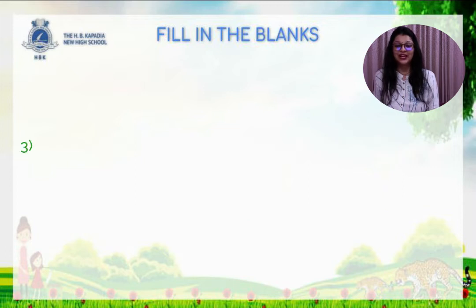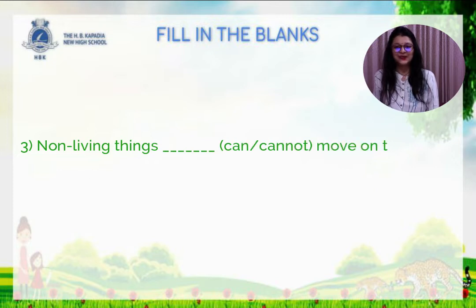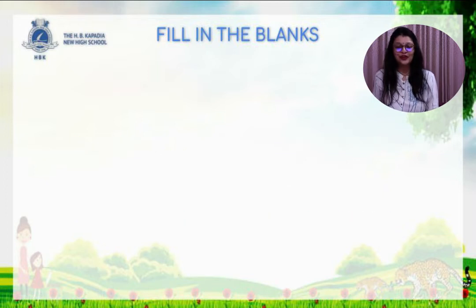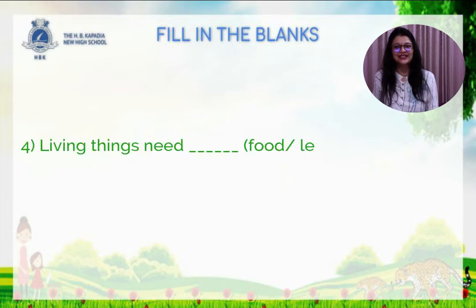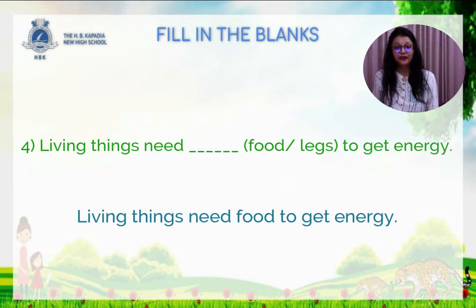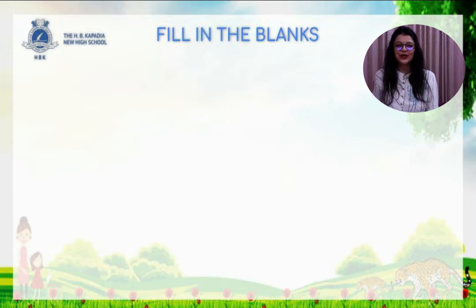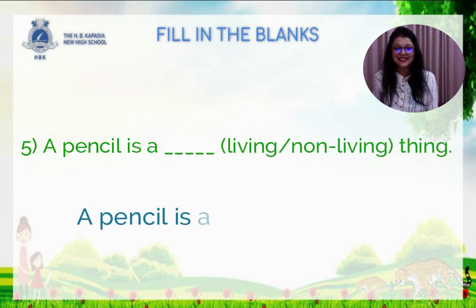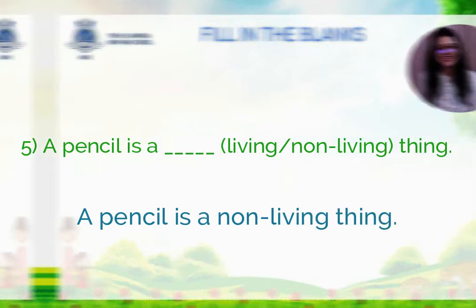Third question. Non-living things dash move on their own. So, the answer is non-living things cannot move on their own. Fourth question. Living things need dash to get energy. So, the answer is living things need food to get energy. Question 5. A pencil is a dash thing. So, the answer is a pencil is a non-living thing.